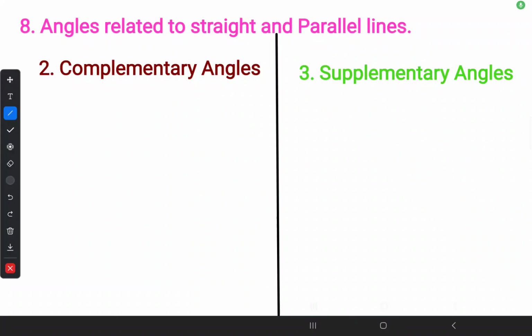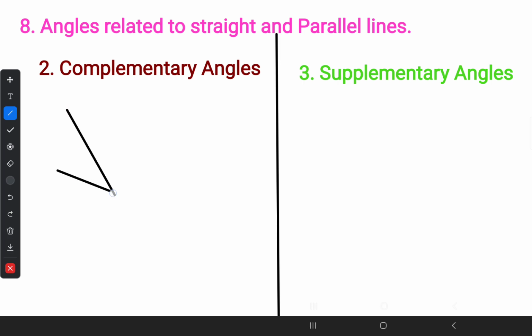Related to straight line and parallel lines. The second topic would be complementary angles. Complementary angles means when you get the sum of any two angles, if that is equal to 90, those two angles are complementary angles. If the sum of two individual angles equals 90, that's called complementary angles.